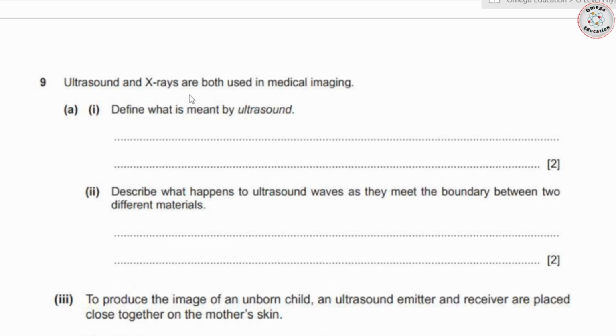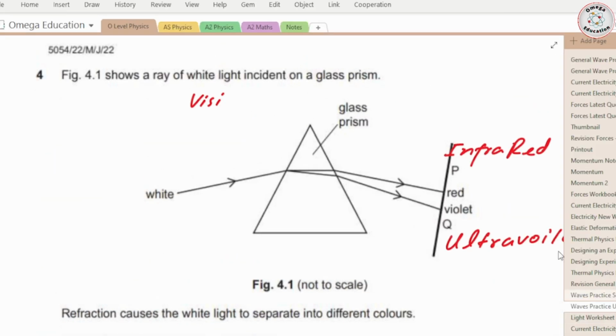Ultrasound and X-rays are both used in medical imaging. Define what is meant by ultrasound. For theory questions, I'll be opening the solved one.